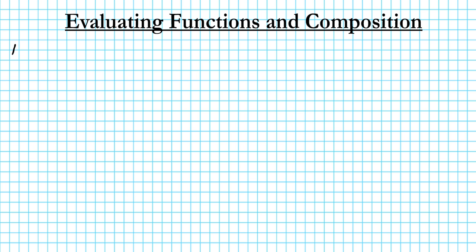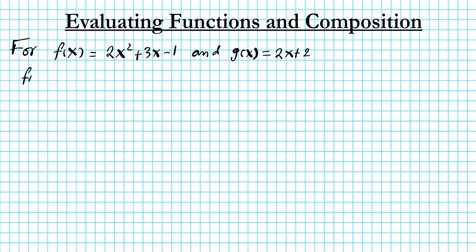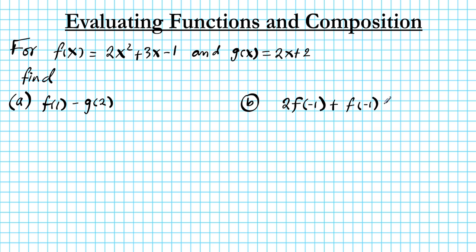For f of x equals 2x squared plus 3x minus 1 and g of x equals 2x plus 2, find, for the a part, f of 1 minus g of 2. And then for the b part, we're going to find 2f of 1, f of negative 1 plus f of negative 1 times g of 3.